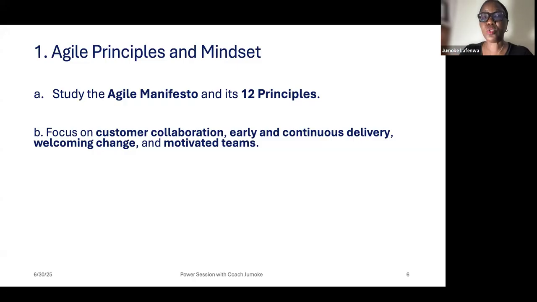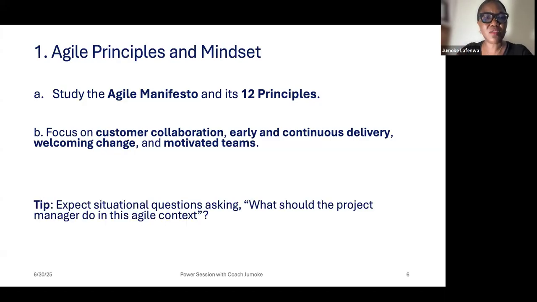Okay, and so you also need to welcome change, like I said, and you are working with motivated teams. You see, agile team members, they are self-organizing. In fact, we call them generalizing specialists. So they are motivated, they are experienced, they are knowledgeable. Okay, so these are the things you should know about the agile team.